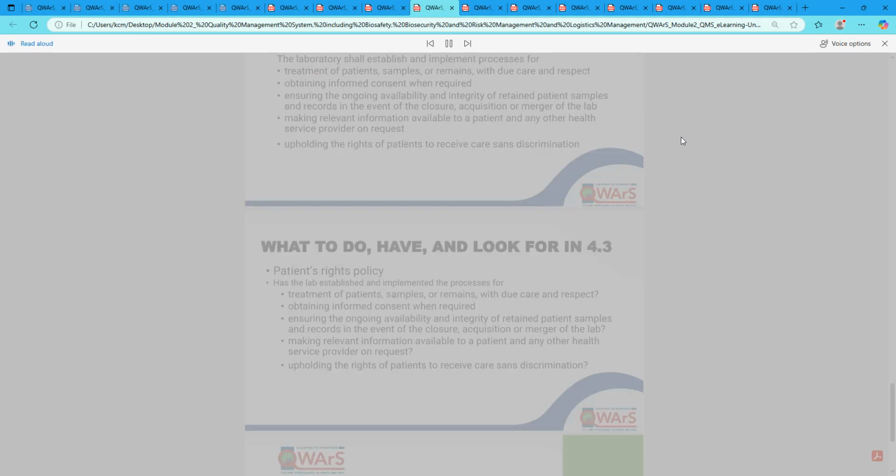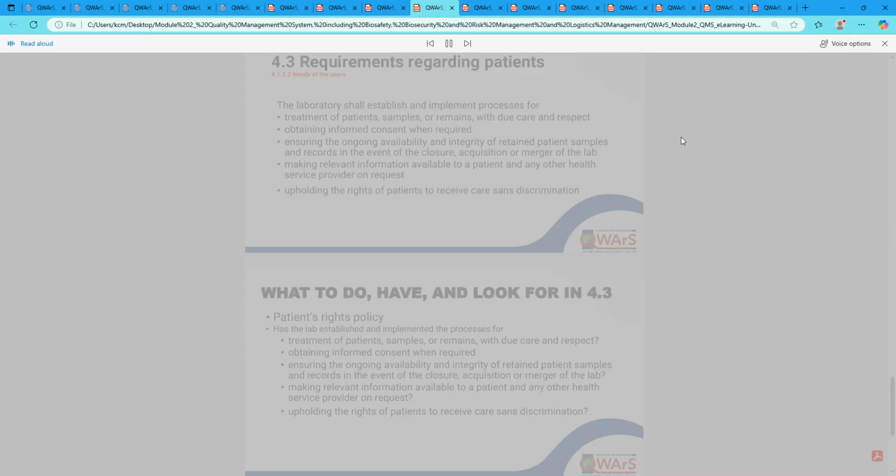The laboratory shall establish and implement processes for treatment of patients, samples, or remains with due care and respect, obtaining informed consent when required, ensuring the ongoing availability and integrity of retained patient samples and records in the event of the closure, acquisition or merger of the lab, making relevant information available to a patient and any other health service provider on request, upholding the rights of patients to receive care sans discrimination. For point 3, requirements regarding patients, 4.1.2 needs of the users.